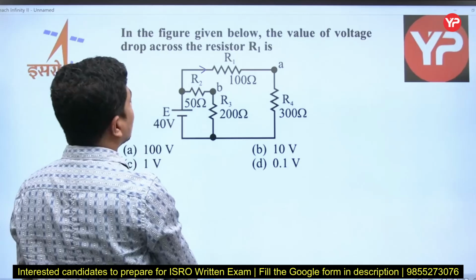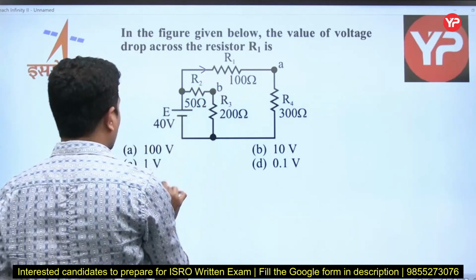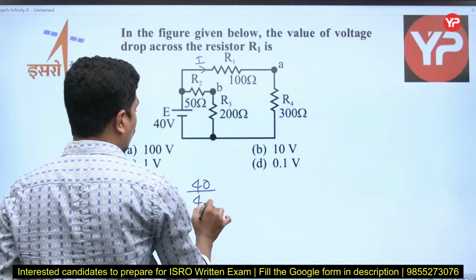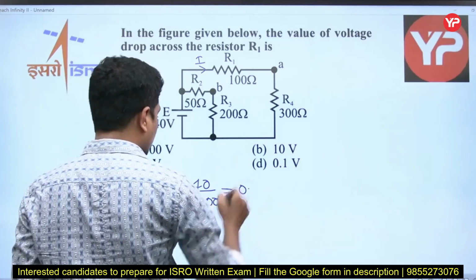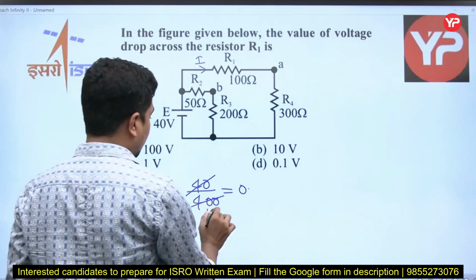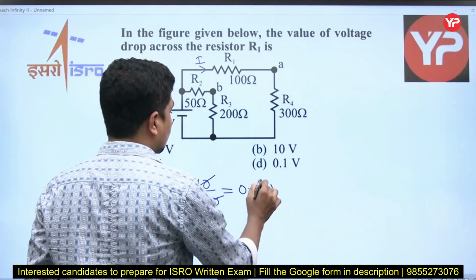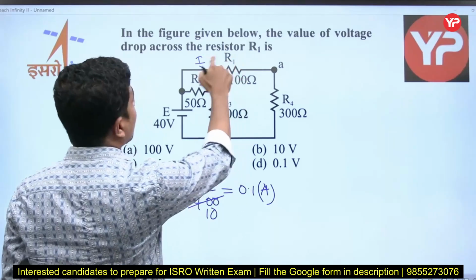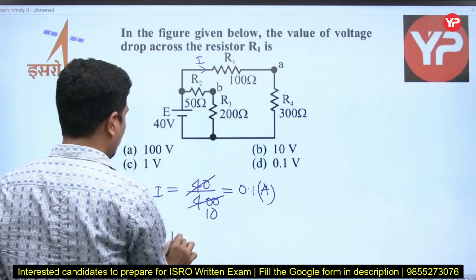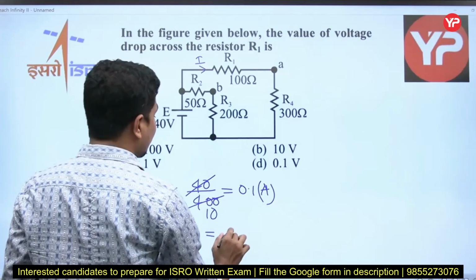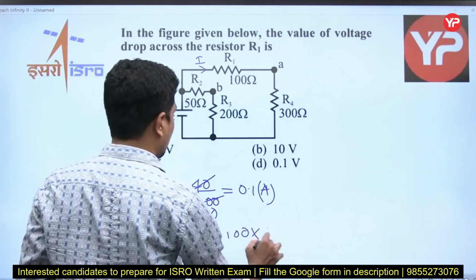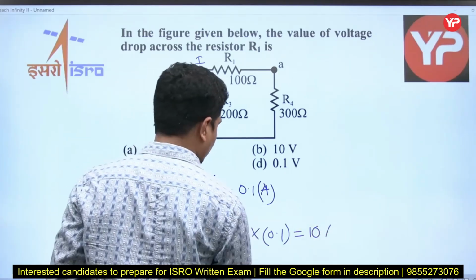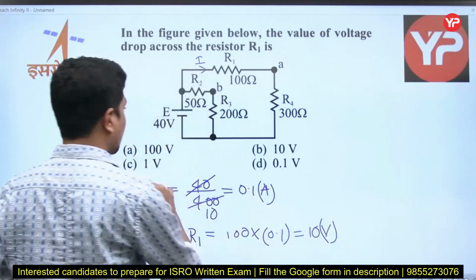Now how much is the current? Calling it I, I is equal to 40 divided by 400, that is 0.1 amperes. Now the voltage drop across R1 is equal to resistance 100 into current 0.1. How much is it? 10 amperes, sorry, 10 volts. Voltage drop will be in terms of volts. 10 volts it is. Very simple question.